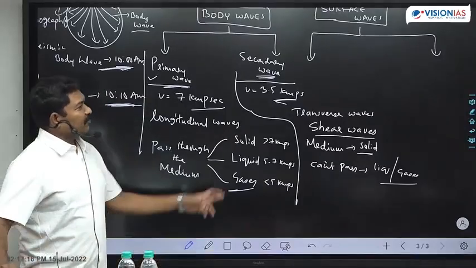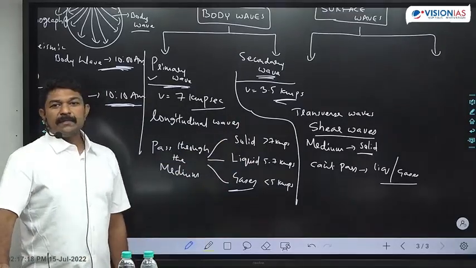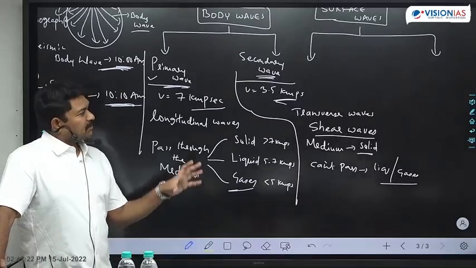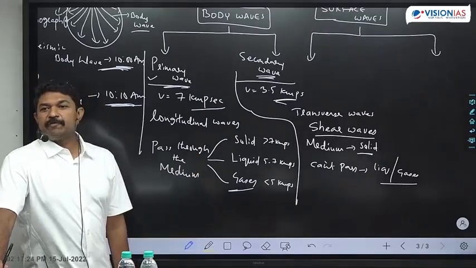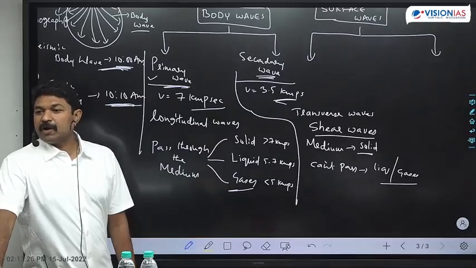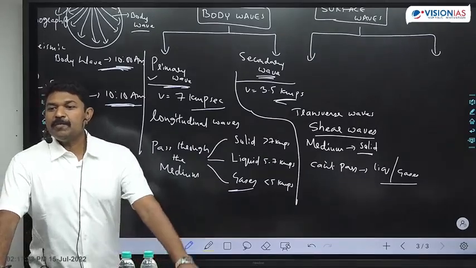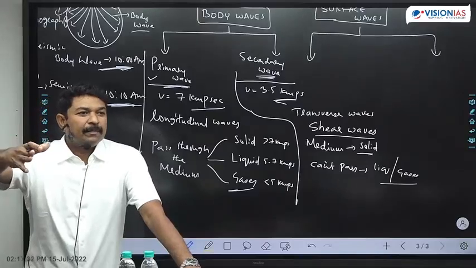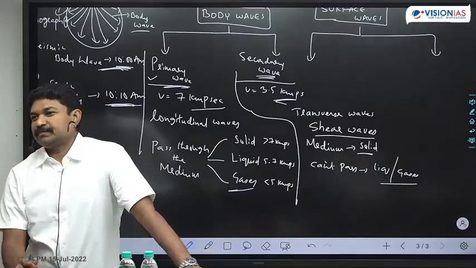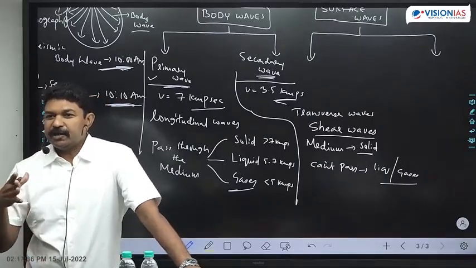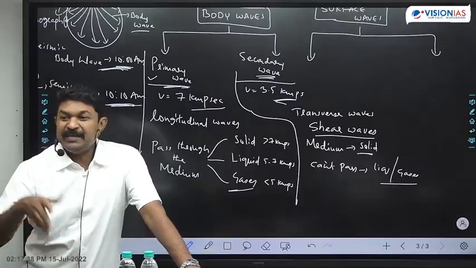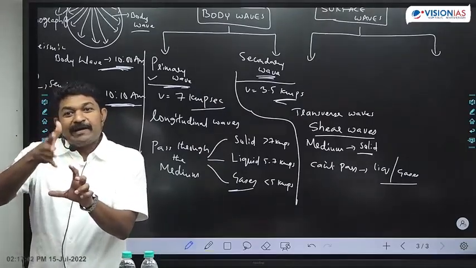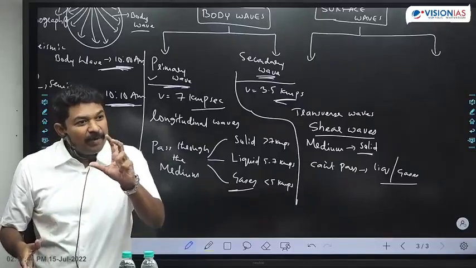Then the secondary wave. Secondary waves are also called shear waves. What do you mean by shear? They will be piercing into the rocks, but their velocity is low. When they are piercing through the rocks, what happens? You can literally see the rock vibration.